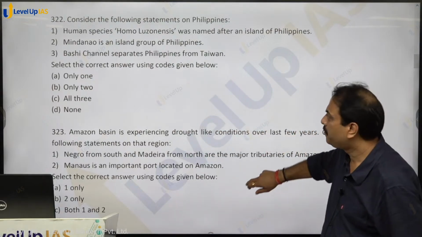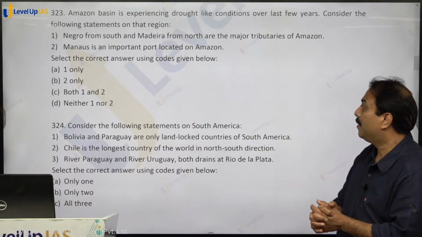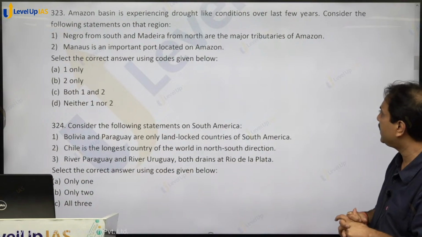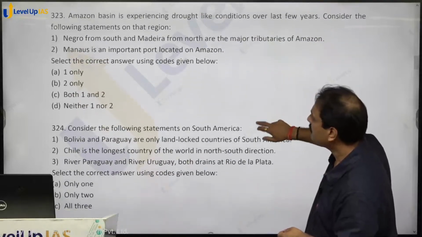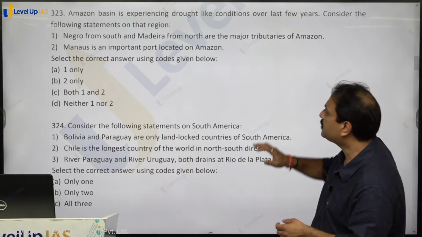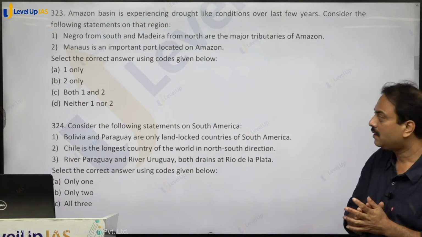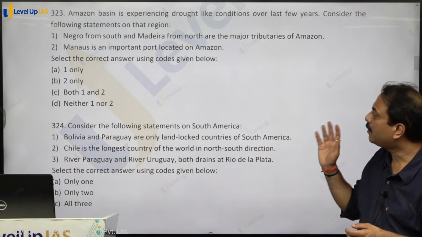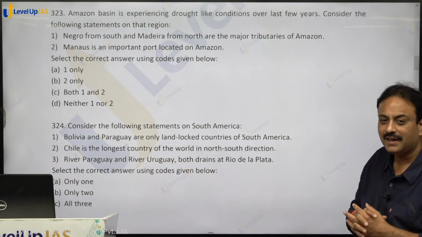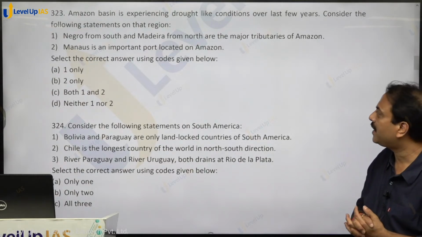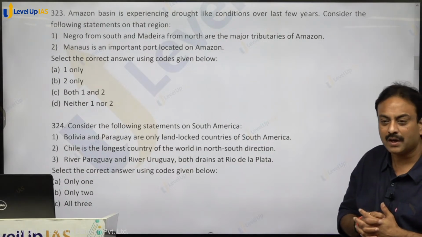Clear on that? Next is Amazon Basin. Amazon Basin is experiencing drought-like conditions over last few years. Consider the following statements on that region. Negro from south and Madeira from north are the major tributaries of Amazon. The names of tributaries are right, but whether north and south are right, verify that. Manaus is an important port located on Amazon.